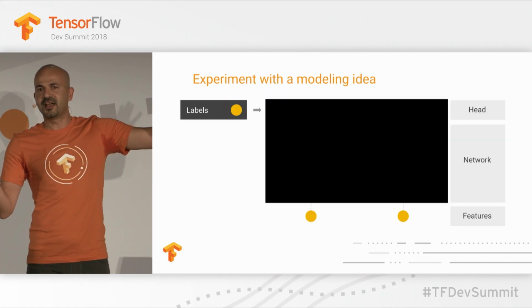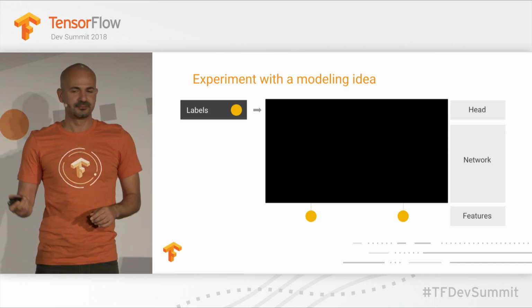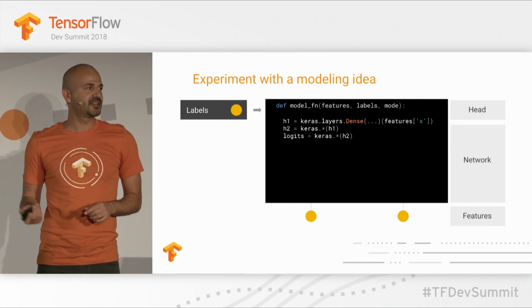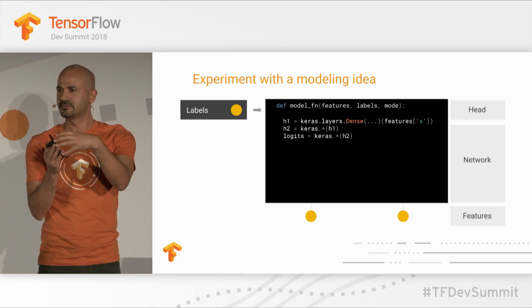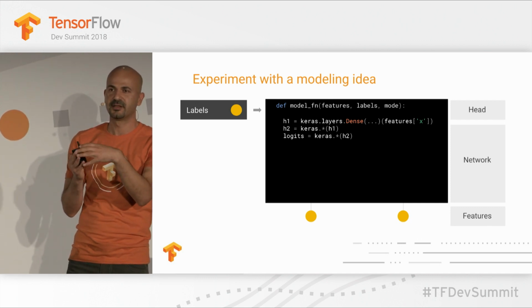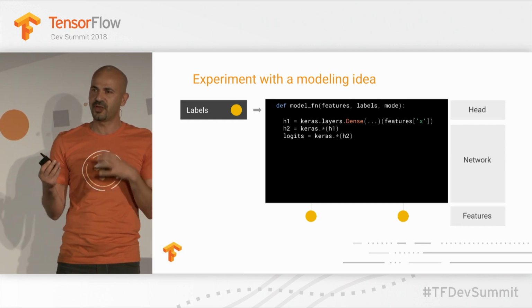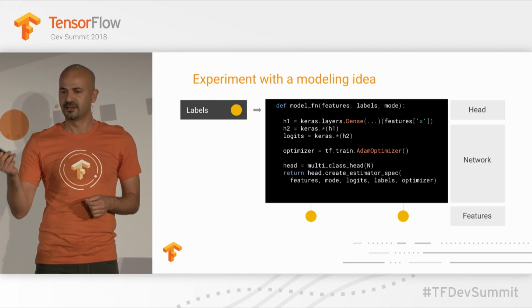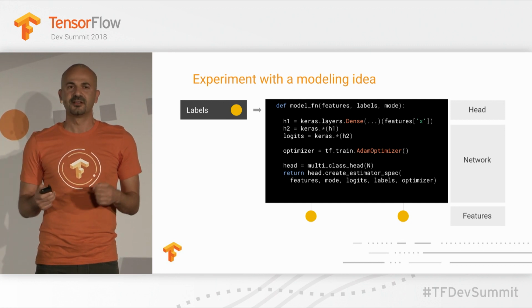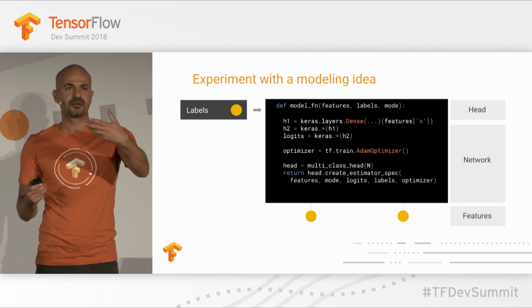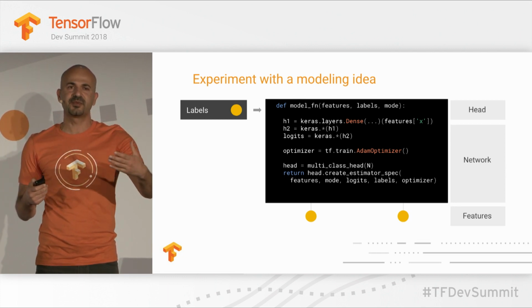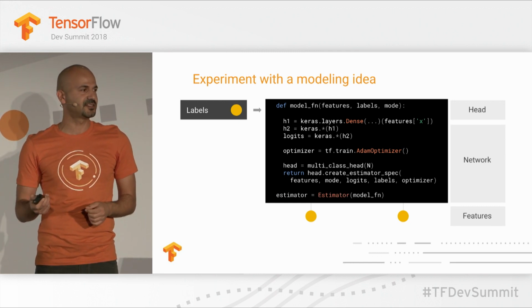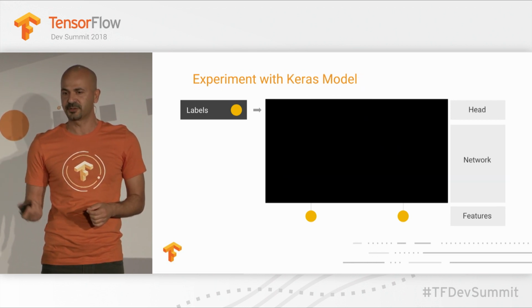Let's say these pre-made architectures are not enough for you and you want to experiment more. You can write your own model function. We strongly recommend that you use TF Keras layers to build your network. So you can do whatever you want there. You can be as creative as possible. And after you have the output of the network, you need to pick one of the optimizers available in TensorFlow. And you can use one of the heads we mentioned, which will convert your network output and the labels into training behavior or evaluation metrics or export behavior. Then you can feed this model function to the estimator. Again, the rest of the pipeline should work.